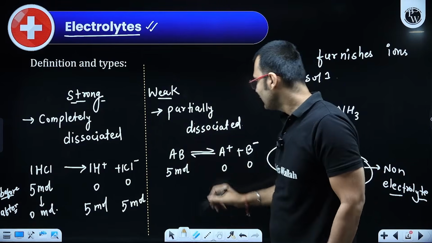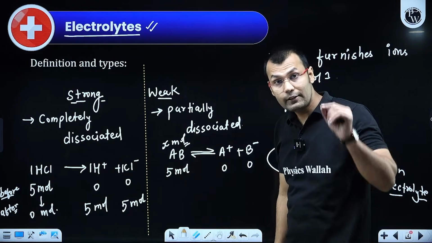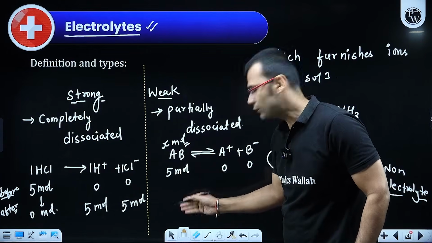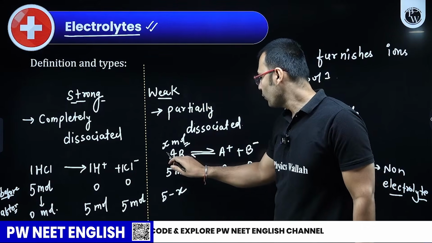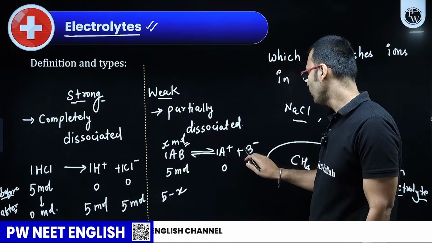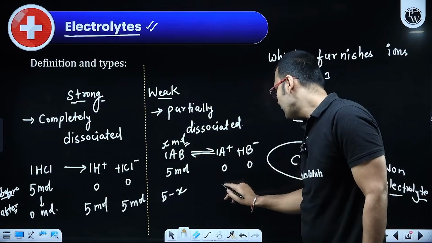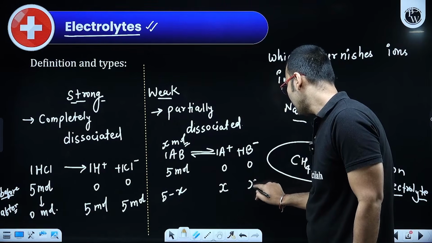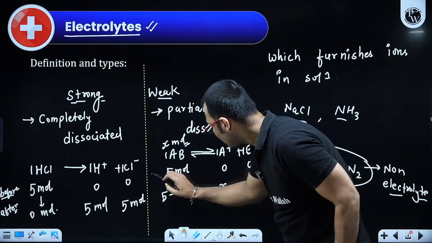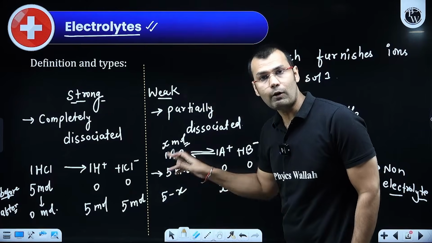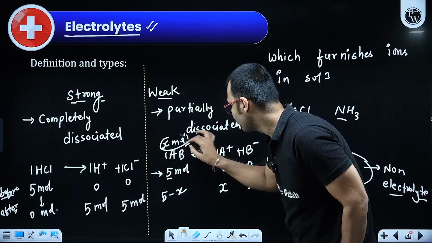Now here let's assume that out of 5 moles, X moles of AB is dissociating. So that means after dissociation, this will not become 0. This will become 5 minus X. And again, using stoichiometry, you can say that 1 mole of AB can produce 1 mole of A plus and 1 mole of B minus. So if X moles of AB is getting dissociated, I will be getting X moles of A plus and X moles of B minus. So partial dissociation means whatever initial amount of electrolyte you take, the whole amount will not break. Out of the total amount, only a certain amount will break.